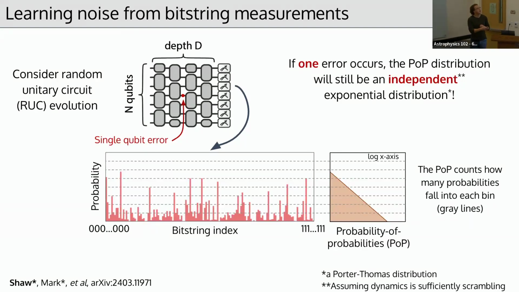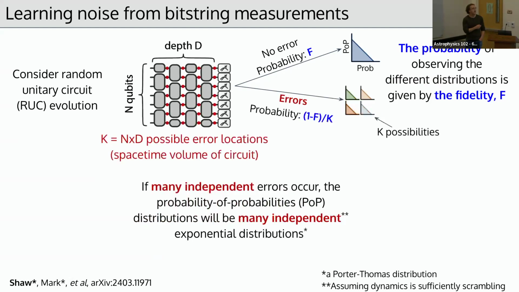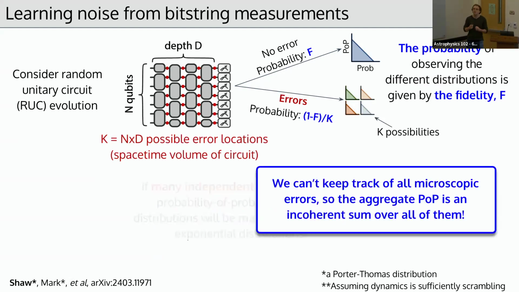So what we can think about is that we basically have two different options. If no error occurs in our system, then our probabilities will be sampled from some exponential distribution. If an error does occur in our system, we'll sample from a different exponential distribution, an independent exponential distribution. And in general, if we have a space-time volume worth of error possibilities, we'll be sampling from one distribution with probability F, and many distributions with some lower probability. The key fact is that we can't keep track of all these errors microscopically. That's the whole problem of quantum error correction, so we don't actually know what errors occur.